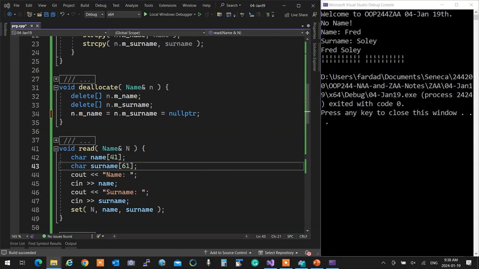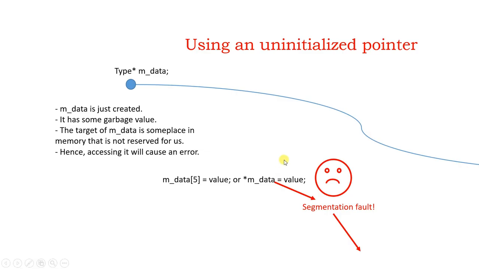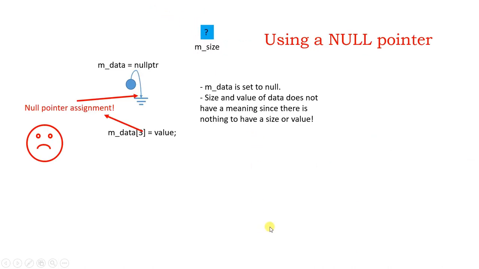Which brings us to this. Problems with dynamic memory allocation that we have to be careful about. Number one, using an uninitialized pointer. When you create a pointer, if you start using it without dynamic memory allocation, you are going somewhere and everything is bad, right? Number two, when you set it to null and try to go to somewhere, it is null. It gives you null pointer assignment and it fails. Down to this point, are we okay? Are we okay?